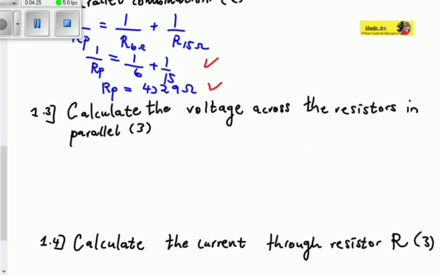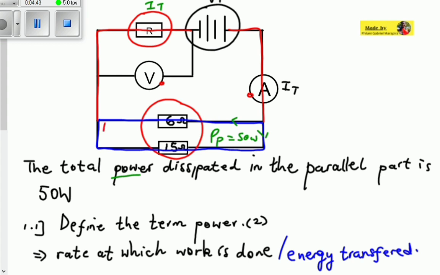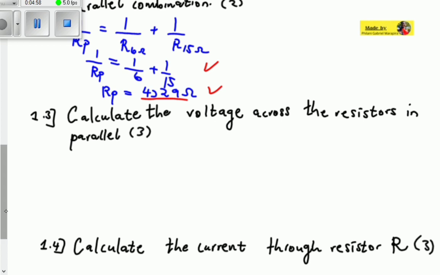Let us go to question number 1.3, which asks us to calculate the voltage across the resistors in parallel. Remember that in question 1.2, our previous question, we calculated the parallel resistance, which is 4,29 ohms. For the parallel combination, we now have the parallel resistance, and we are also given in the statement the power dissipated by the parallel part. So we've got two of those things. Now we have to think of an equation that can help us calculate the voltage across the resistors in parallel.